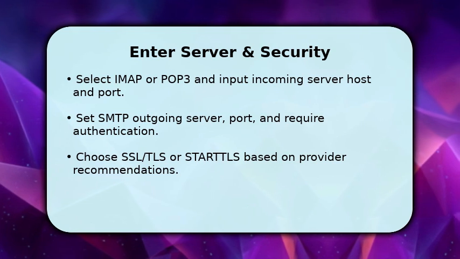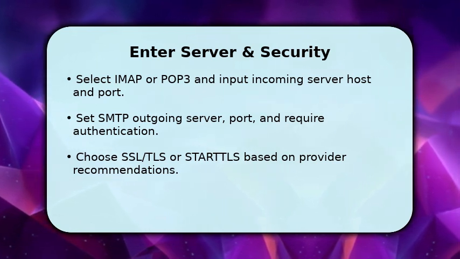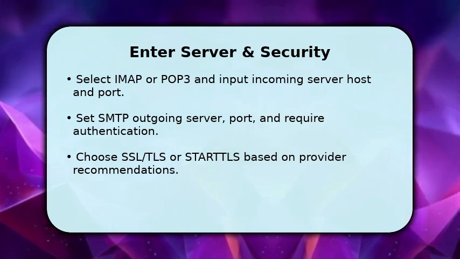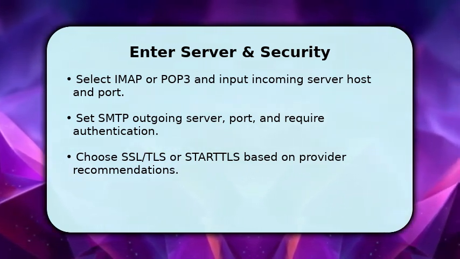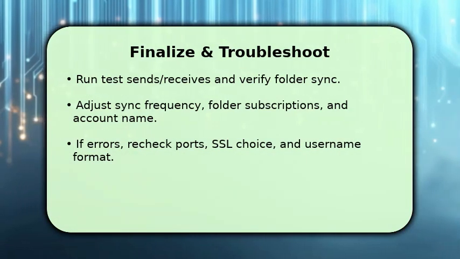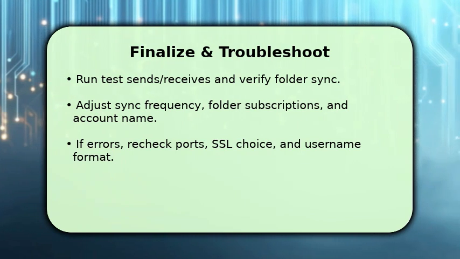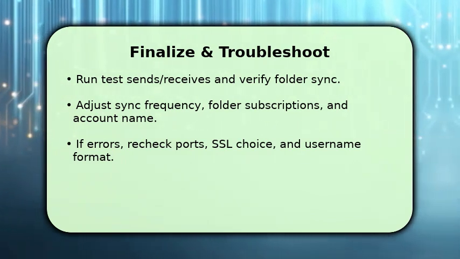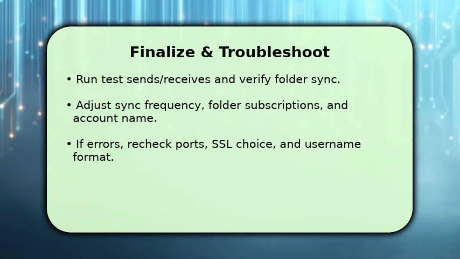Once done, confirm advanced settings like root folder path or mailbox sync limits so folder behavior matches your needs. Make sure to test the connection. If successful, you're nearly finished. Finish by running Outlook's test send and receive so you verify both incoming and outgoing paths. You should confirm folder sync, notifications work, and that the account name and signature are set.